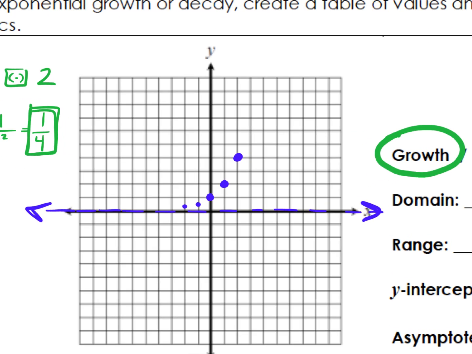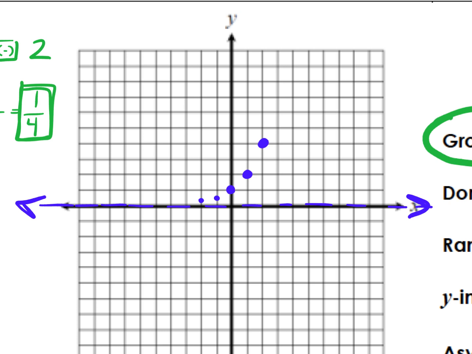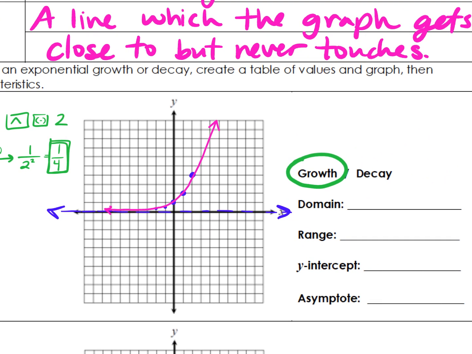So your graph ends up looking, and God bless you if you can do this well, I suck at this. I just do. So mine always ends up not looking beautiful. But you're going to draw a line and just kind of follow that curve. There should be an arrow on both ends because it keeps going in both directions. Okay, but your graph looks something like that.